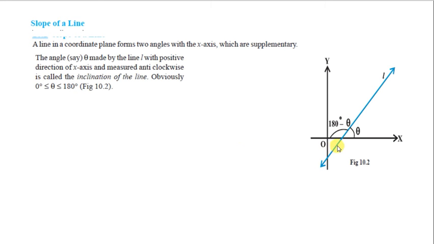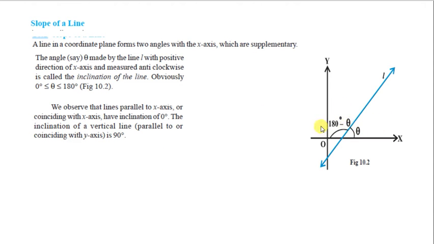Now the angle theta which this line makes with the positive direction of the x-axis, measured anti-clockwise, is called the inclination of the line. Any line makes an angle with the positive direction of the x-axis in the anti-clockwise direction, that is called the inclination, and the tangent of it is called its slope.